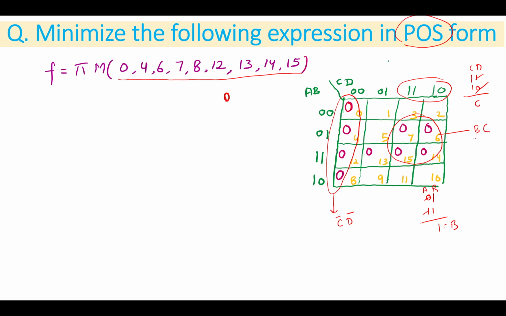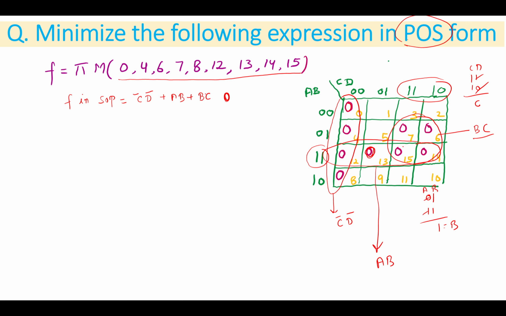This 1 0 is left, so what we do, we again form a quad of 0s. We combine all 4 zeros. This represents AB, because this 1 1 represents AB. So ultimately this is the expression in SOP format: C bar D bar plus AB plus BC.